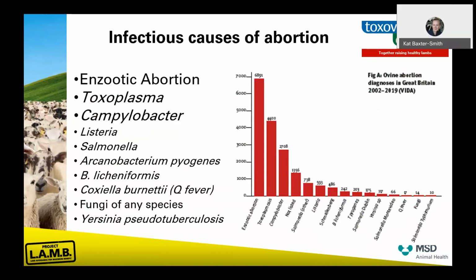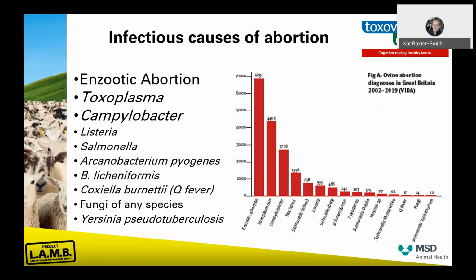Third is Campylobacter, and this does seem to be increasing year on year. So we are seeing more Campylobacter now. In a certain amount of cases, the cause of abortion is not found, and this is most commonly due to the fact that samples are sent in and are not of diagnostic quality.